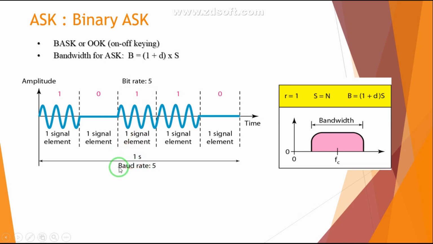Simply consider, guys, baud rate is nothing but your car. You can represent each signal element as a car. There are 5 cars, and each car carries only 1 passenger, and they travel in 1 second. So how many passengers are there? 5 passengers. And since each passenger has a different car, how many cars are there? 5 cars. So bit rate and baud rate are equal to 5.